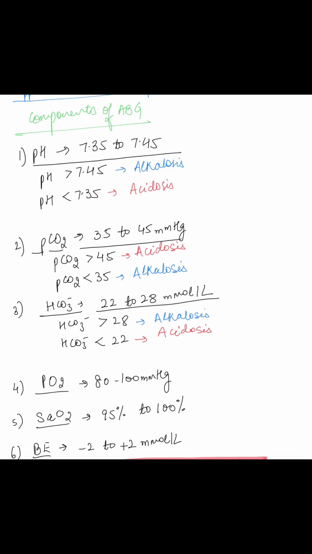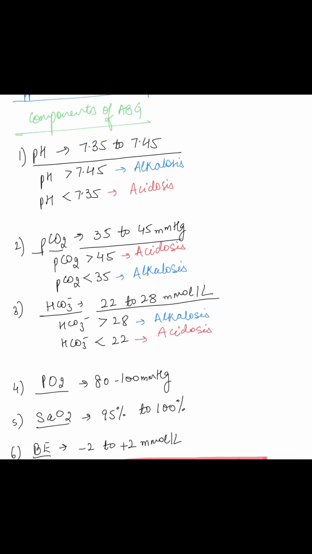Second is partial carbon dioxide. Its normal value, remove the 7, is 35 to 45. So partial carbon dioxide less than 35 means alkalosis, more than 45 means acidosis. Next is bicarbonate. The bicarbonate normal value is 22 to 28. So less than 22 is acidosis, more than 28 is alkalosis.